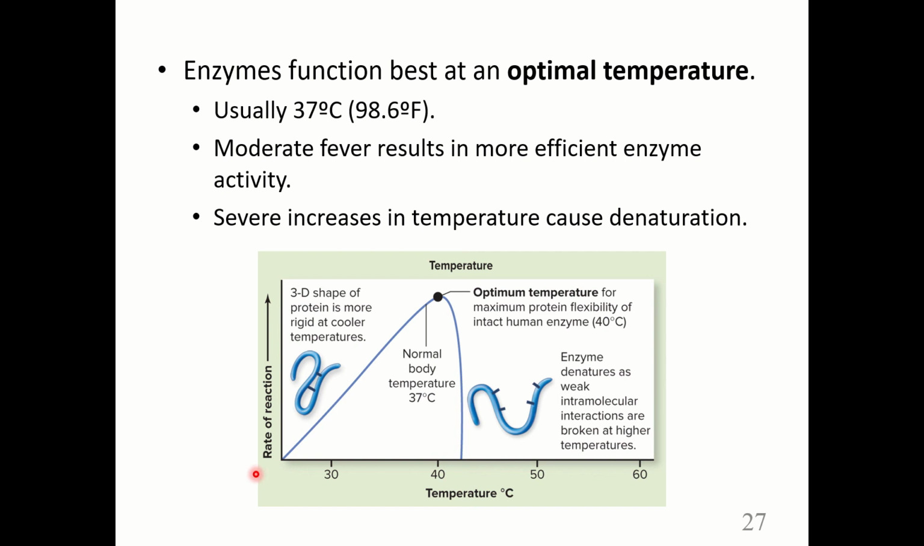In this illustration, the rate of reaction increases with the increase in temperature up to the optimum temperature. We can go up to 40 degrees Celsius, the slight fever. That is the maximum protein flexibility. And after we have reached that point, any temperature above that will result in enzyme denaturing as weak intramolecular interactions are broken at the higher temperatures, and our rate of reaction will decrease because we're losing our enzymes.